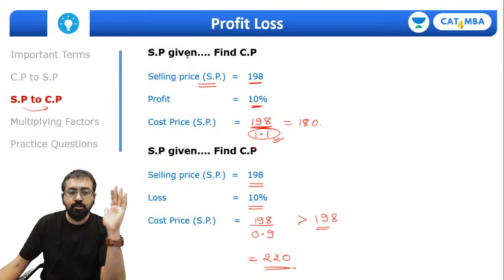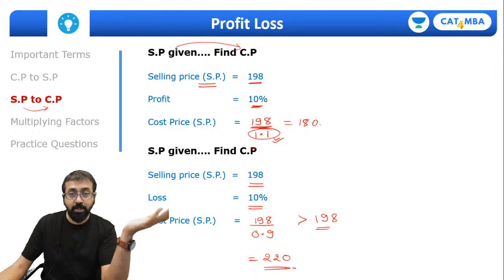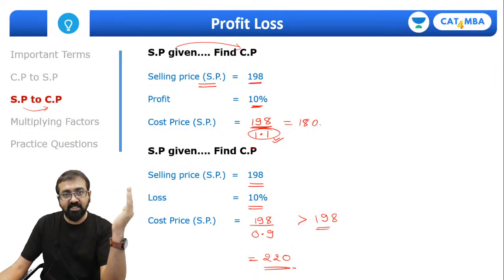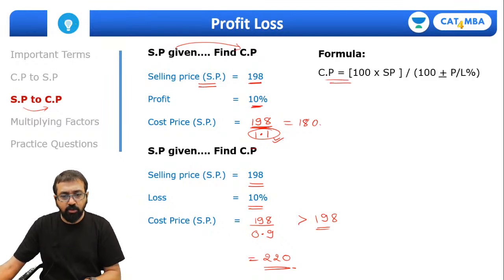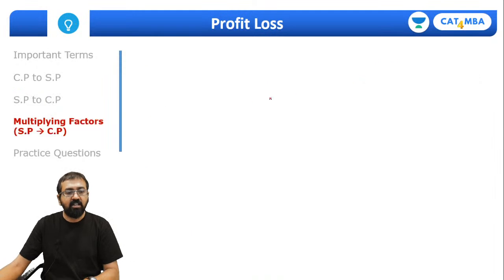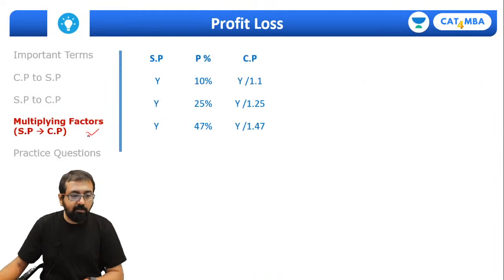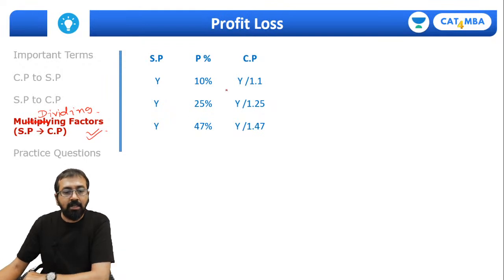One thing is for sure, selling price to cost price is not that straightforward. Cost price to selling price is very simple, but selling price to cost price is not that straight, right? Of course, there is a formula to calculate this, but instead of the formula, I'll give you a better table. I'll give you some multiplying factor, rather I'll say dividing factor, to find this out, not the multiplying factor.